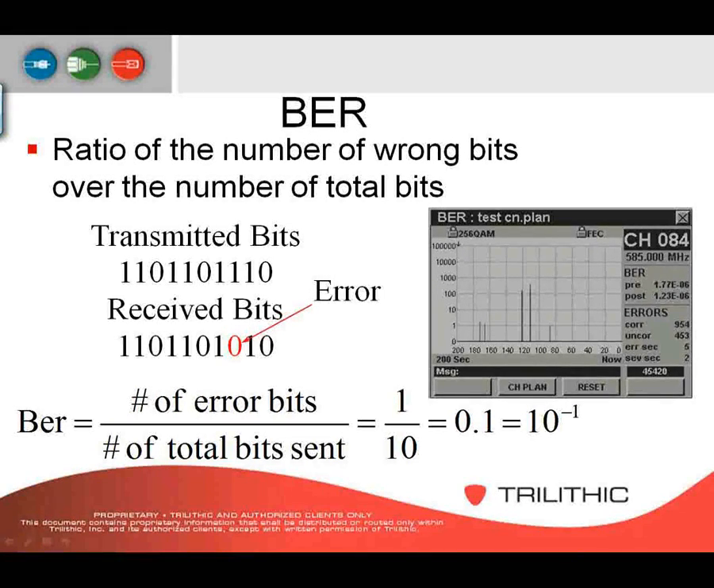BER is expressed as the ratio of errored bits per some number of bits sent, and it's given as a power of 10. For example, a BER measurement of 3E-7 is 3 times 10 raised to the minus 7th power. It means that a given bit has a 3 in 10 million chance of being misinterpreted.